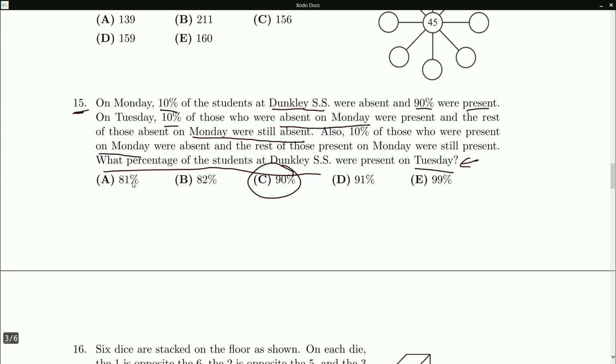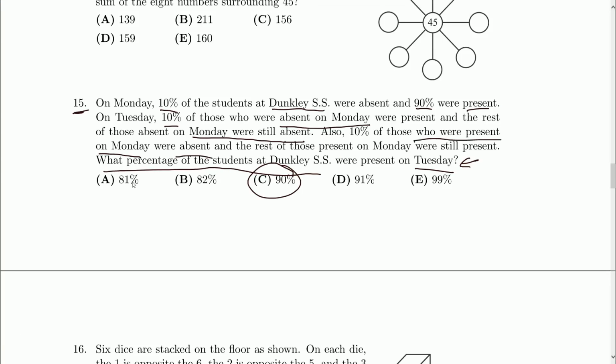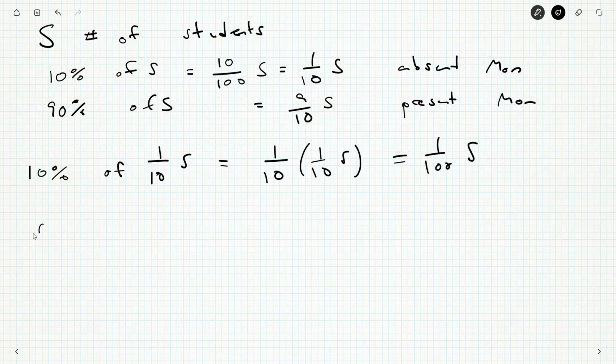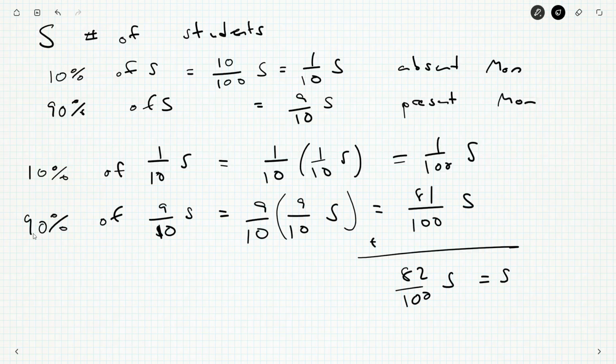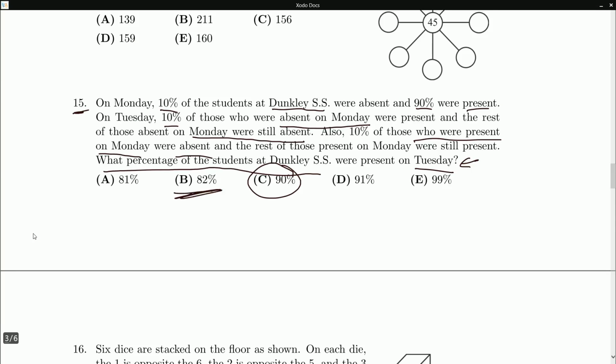And then 10% of those who were present were absent, and the rest were present. So that means 90% who were there on Monday are still there on Tuesday, because 10% of them have now gone home sick. And so that'll be 81 out of 100S. And if we add these up, we'll get 82 out of 100S, which is really just 82% of S. So my instinct was wrong, and it's actually B.